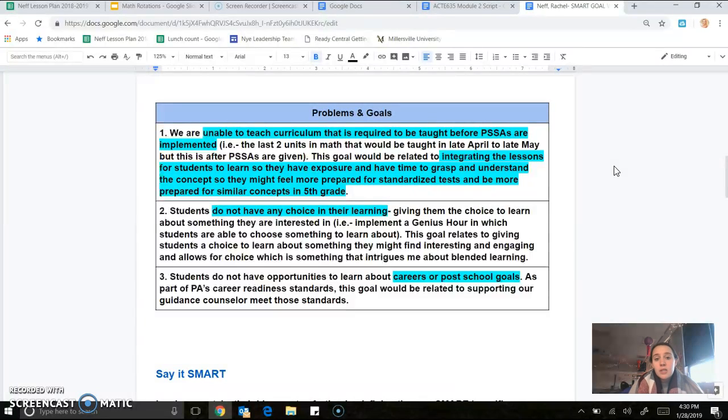But I would like those students to be able to learn the things that they will see on the PSSA so they are feeling more prepared for those tests instead of going in feeling underprepared. I also would like them to be prepared for the concepts that they'll be seeing in 5th grade, which is always just one step more building upon the concepts they learn in 4th grade.